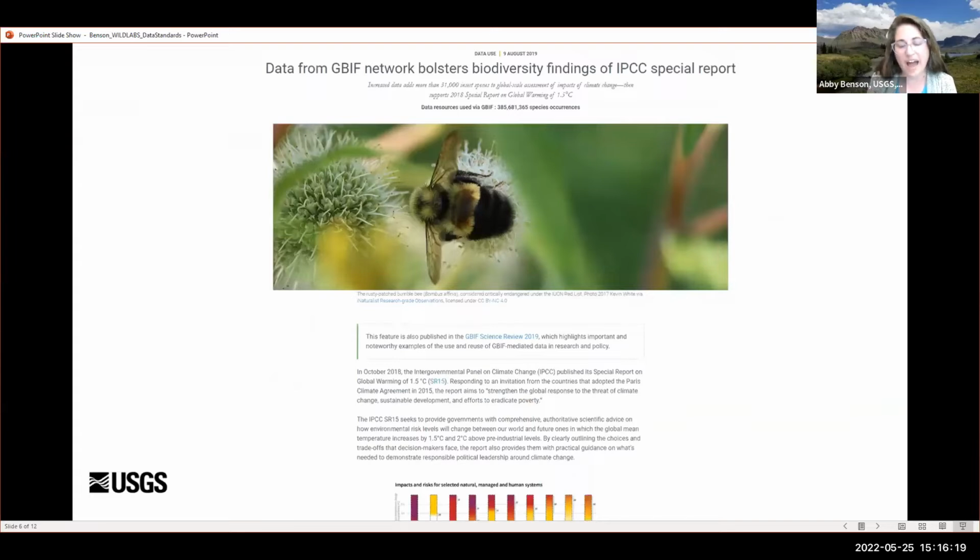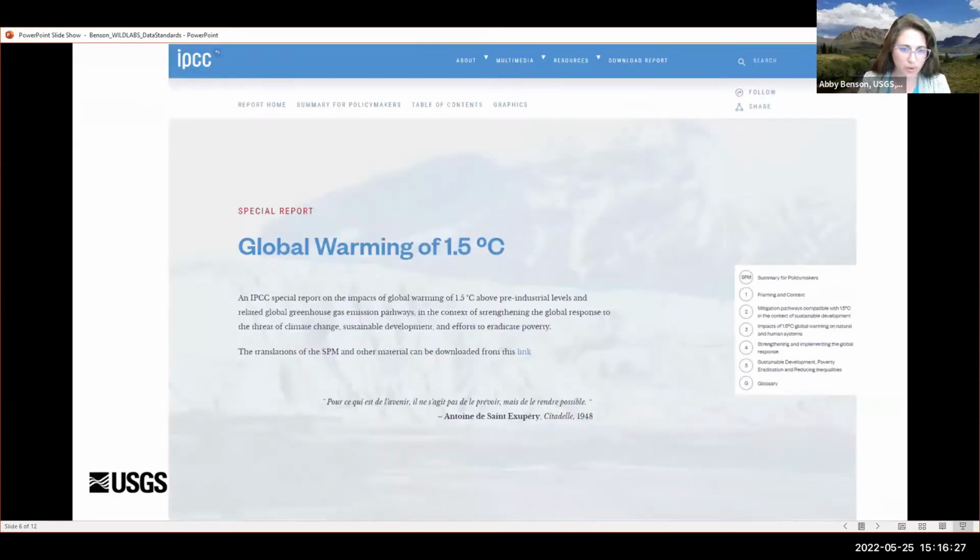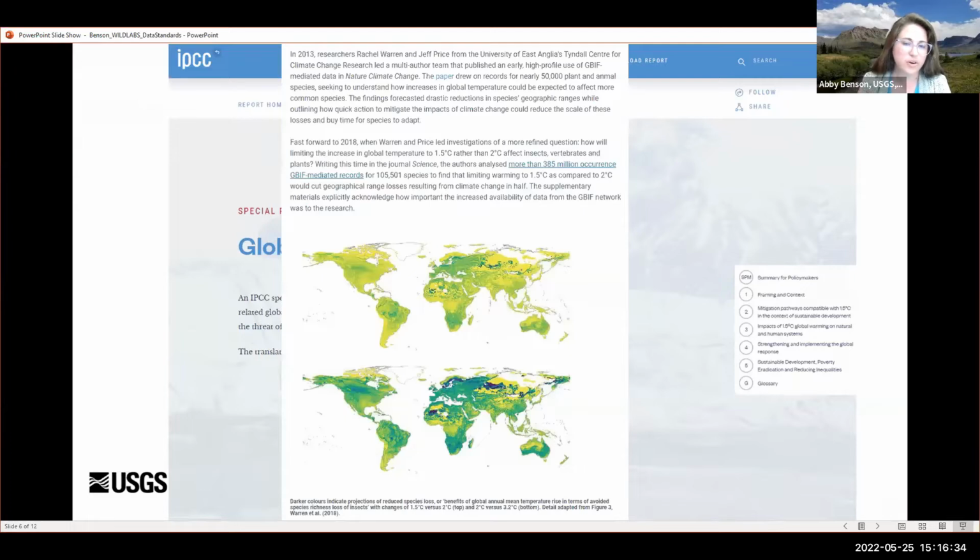My favorite example of how these data are being used to inform policy is the IPCC special report on global warming of 1.5 degrees Celsius. In this report, they cited a paper that used more than 385 million GBIF-mediated occurrence records to analyze the difference between 1.5 degrees Celsius and 2 degrees Celsius and how that would affect geographic range losses due to climate change. And what it will do is cut them in half. The way they were able to do this analysis is they were able to go to GBIF, download so many observations of species, and run these analyses. Then this paper gets used in these policymaking reports that are needed for our understanding at these global and national scales.